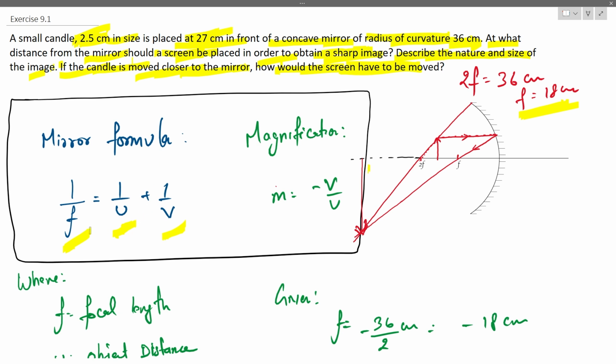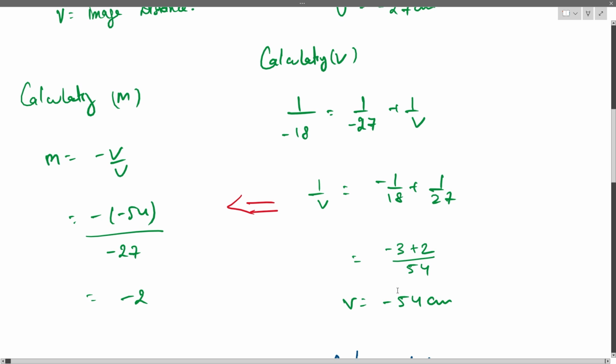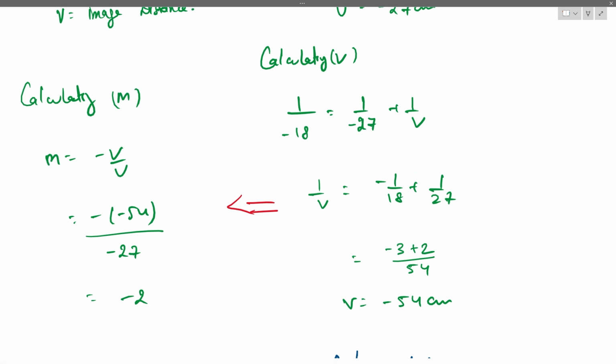So using this formula, we can calculate the value of v, because only v is unknown over here. After we get the value of v, we can use it in the formula of magnification. Magnification is given by minus v by u, where v is the image distance and u is the object distance. So let's calculate the value of v first. Substituting the values of u and f in this equation, we get v equals minus 54 centimeter.